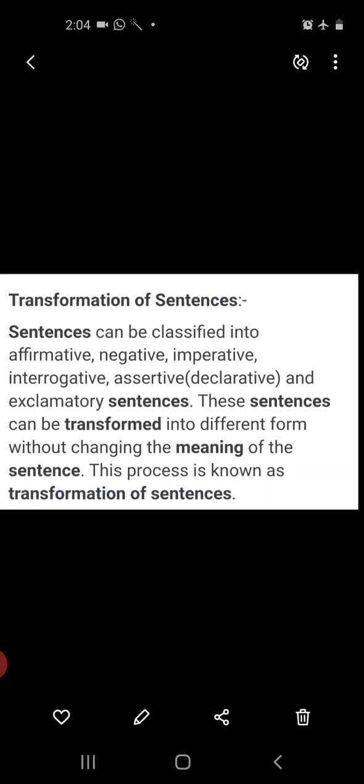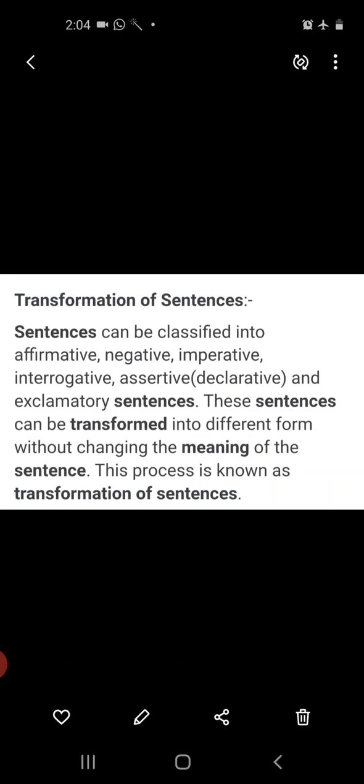So guys, transformation is a process of changing the form of a sentence without changing its meaning. Or we could say that it is a method of expressing the same meaning in a different way. Guys, transformation of sentence is a useful exercise since it gives practice in framing different kinds of sentences. So, let's start transformation of sentence.